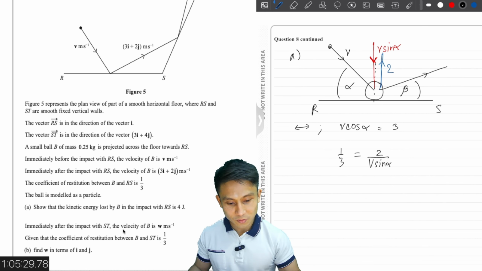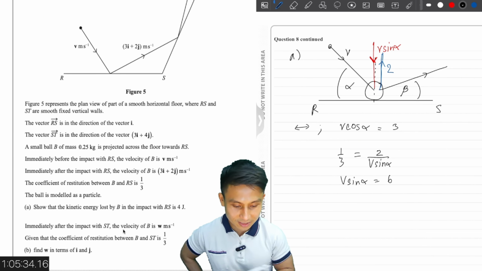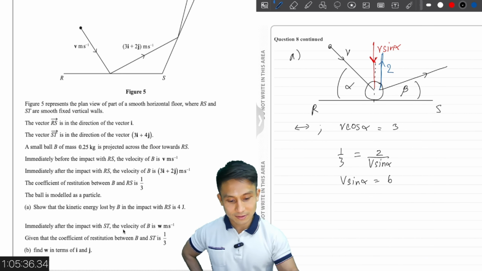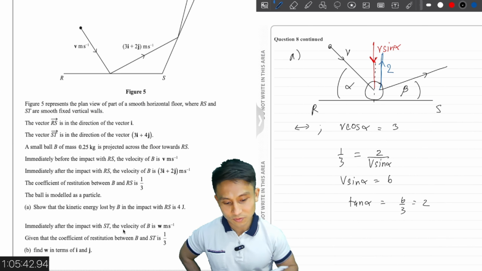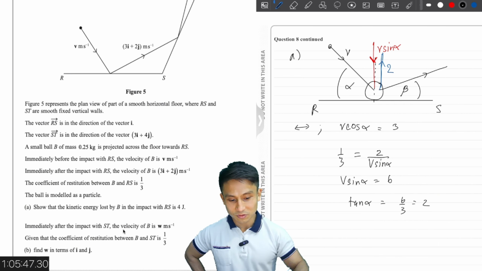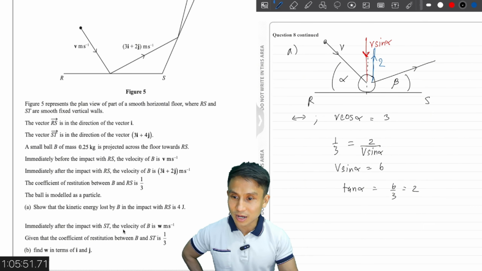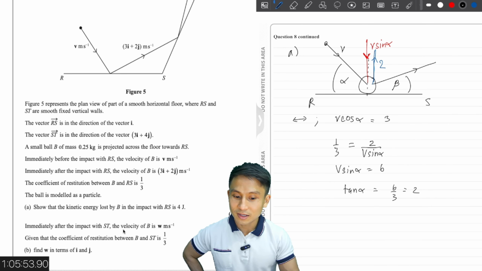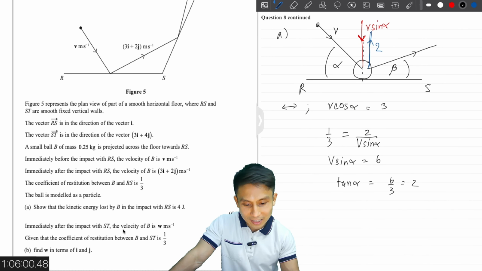Okay, so we have 2 equations now. I'm just going to make V sin alpha the subject. So you have 6 here, right? So that means tan alpha is 6/3, which is 2, because I have V sin alpha equals 6 divided by V cos alpha equals 3. Okay, so we get the alpha value now. What do we want actually? We want to find V, right? Can we make it exact? Yeah, we could.